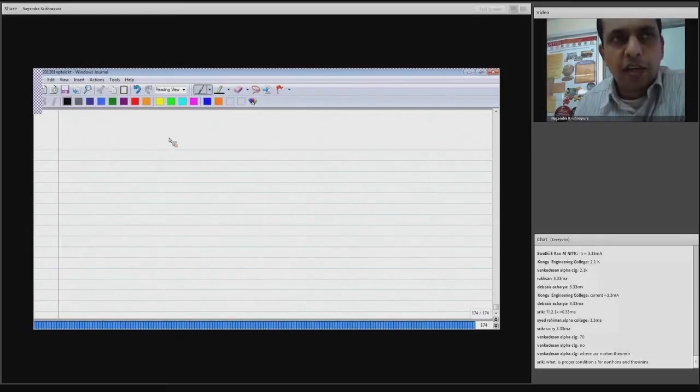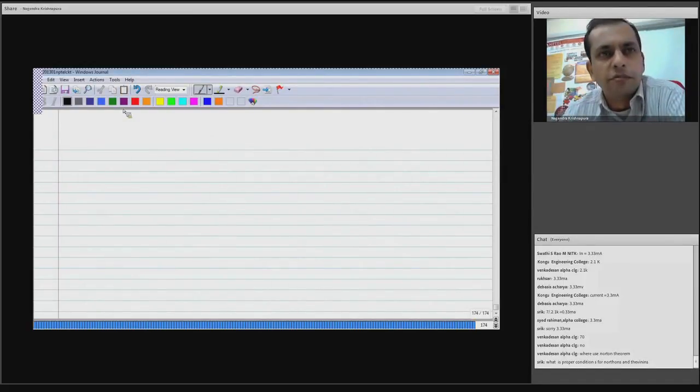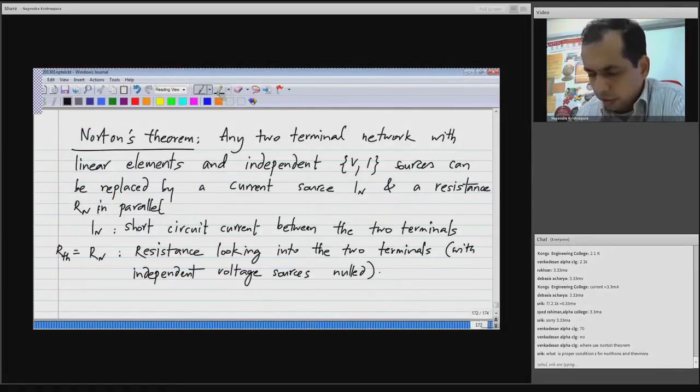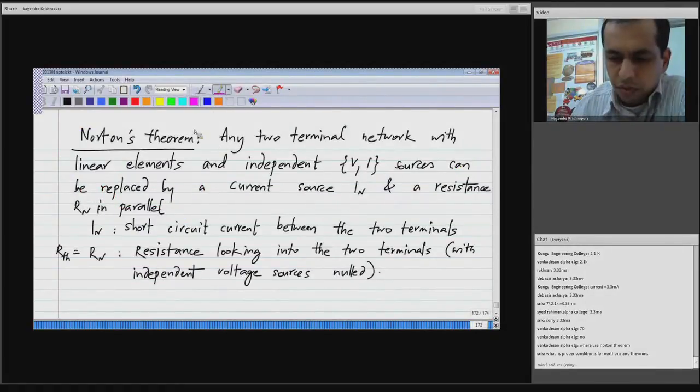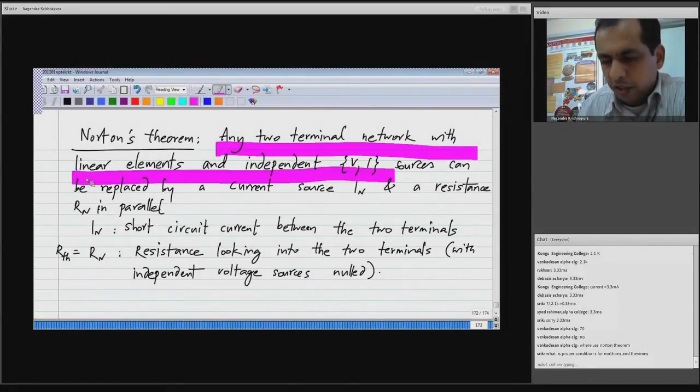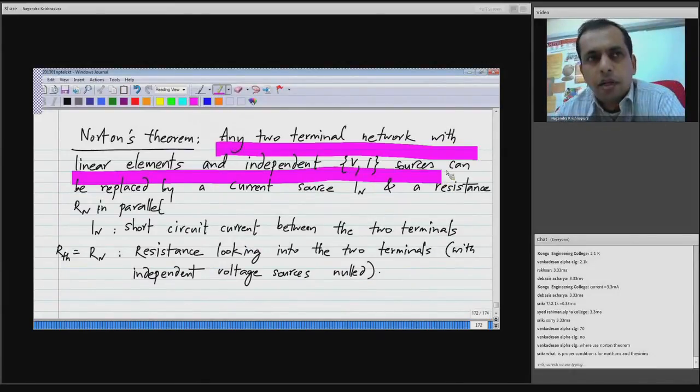So now, like I said, any circuit. There is also another question: what is the proper condition for Thevenin and Norton? I guess what is meant is what kind of circuits can be represented by Thevenin and Norton, and that I wrote out here. This is exactly the condition: any two terminal network with linear elements and independent voltage and current sources. If you have a circuit that is like this, then it can be represented with either Thevenin or Norton equivalent circuit. If you have nonlinear elements, you cannot do this.